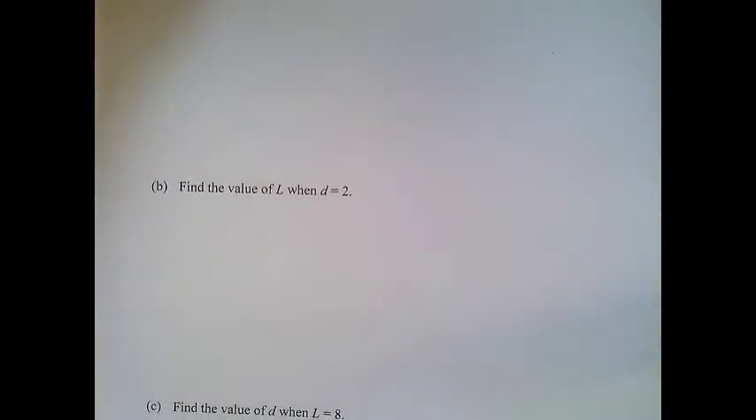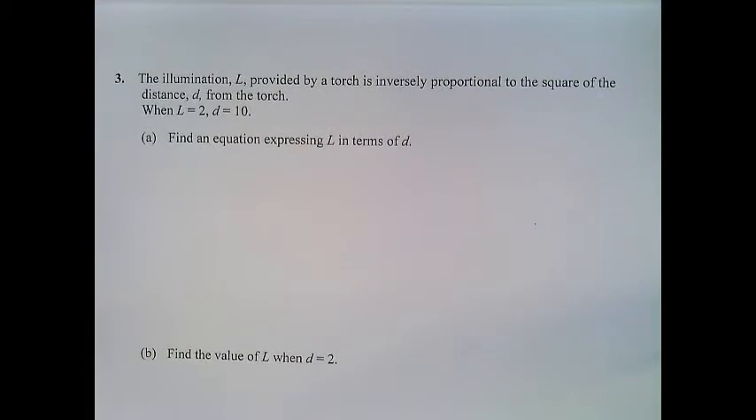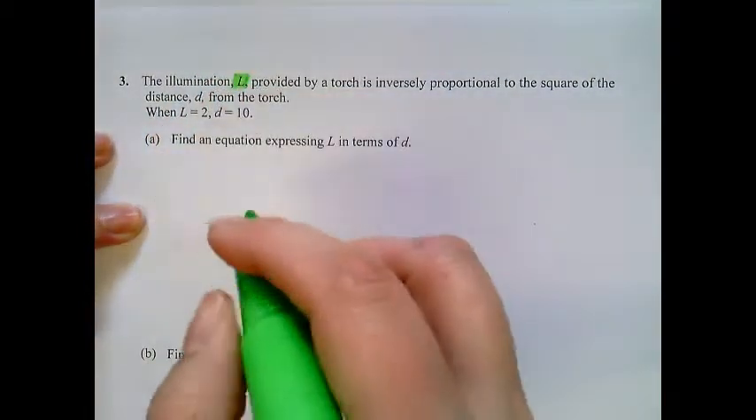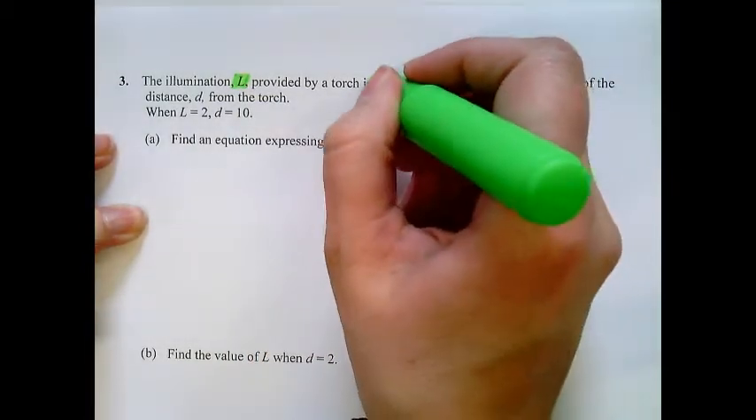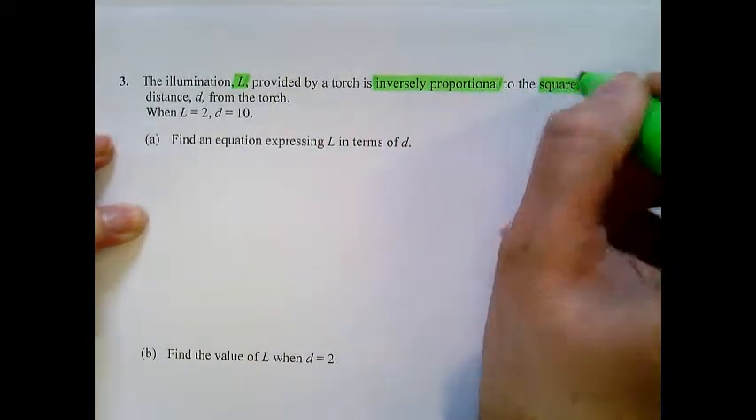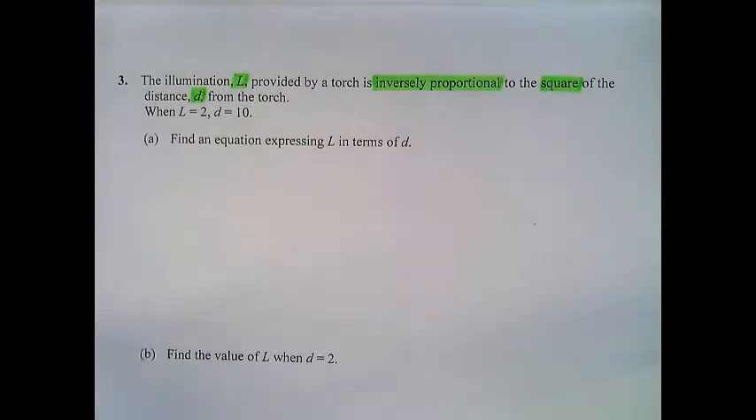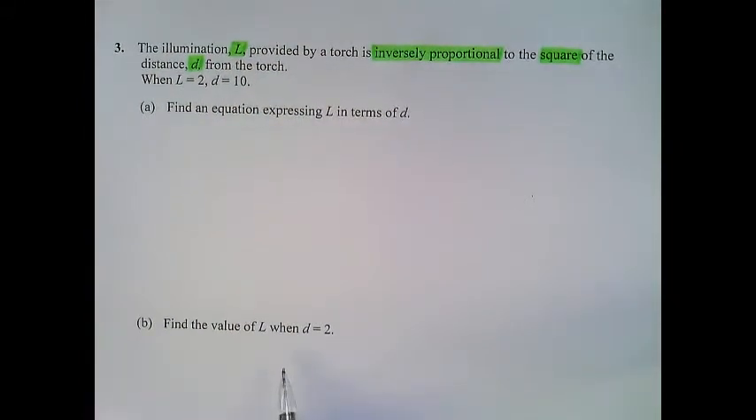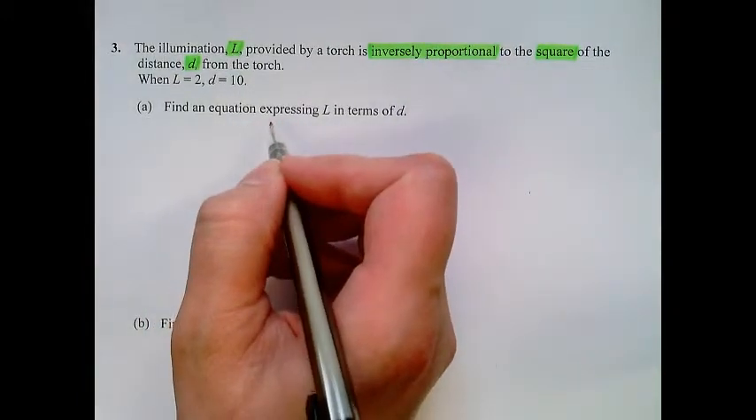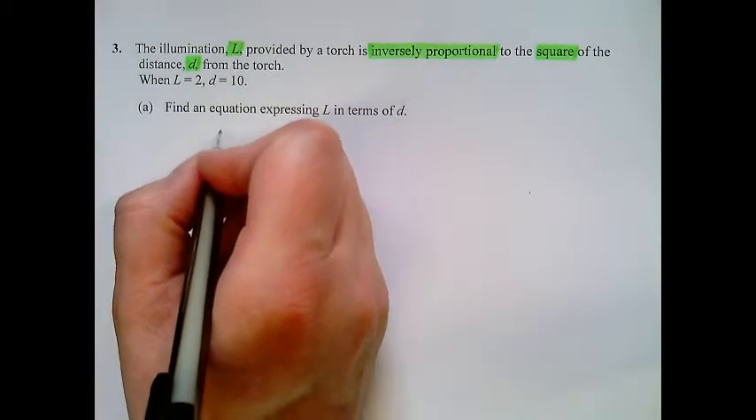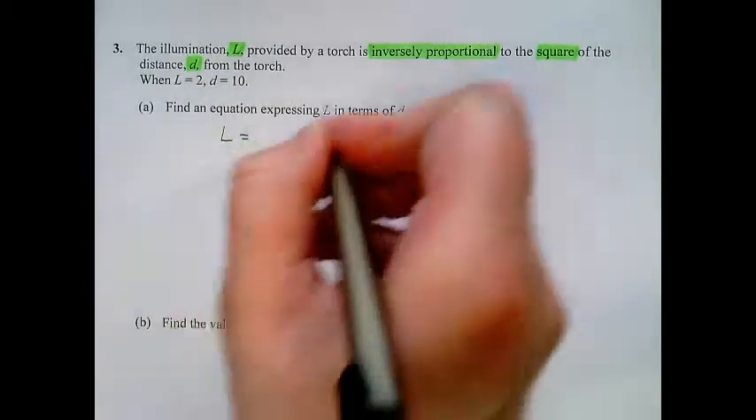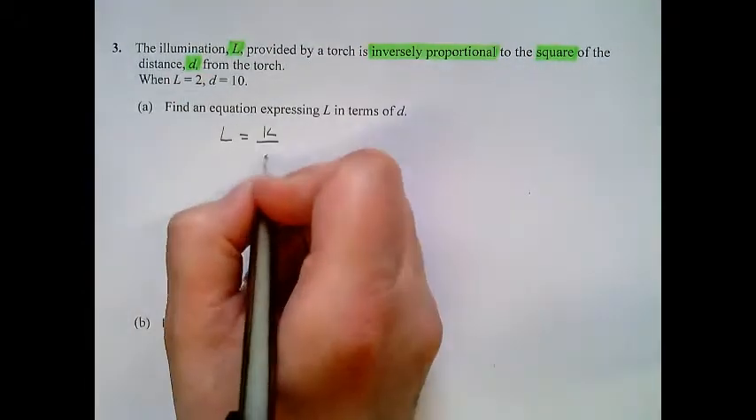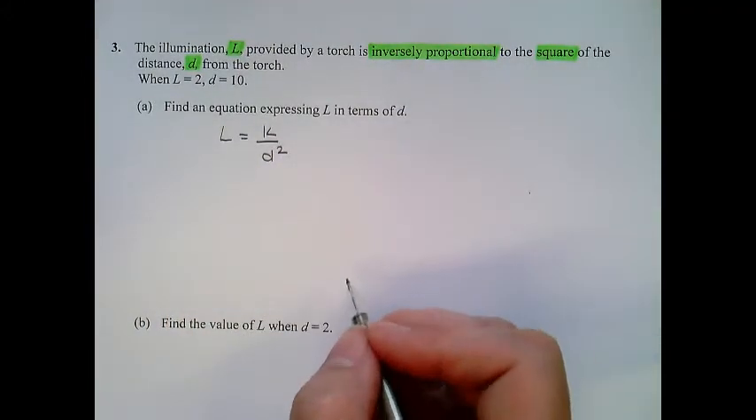Number 3 then, it's the last one. The illumination L provided by a torch is inversely proportional to the square of the distance d from the torch. And then they give you two numbers that work for L and D. So find an equation expressing L in terms of D. So first of all, you would start with L equals K divided by D squared, since inversely proportional means K divide, and then the square of D.